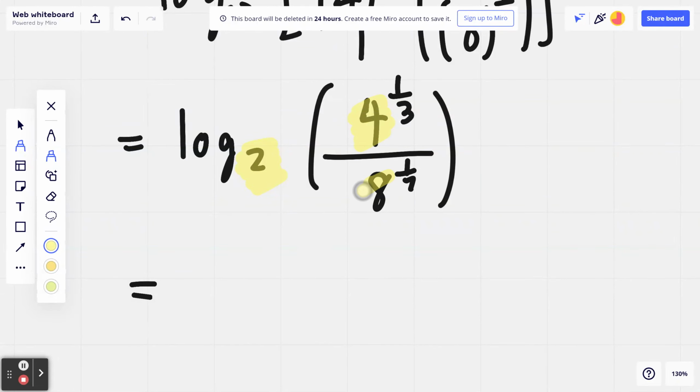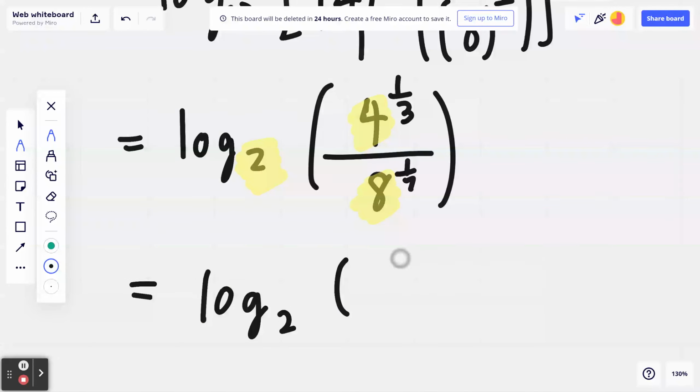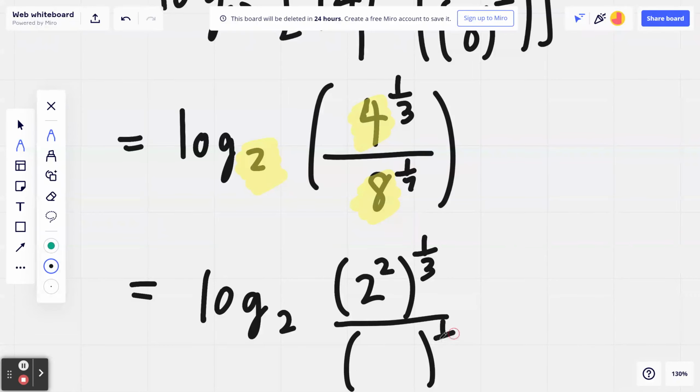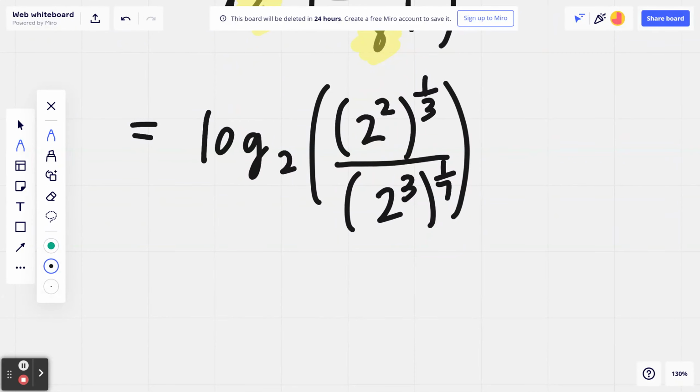Step number 3, think about the base. Think about these two numbers, express them with the same base. So for example, in this case, you're looking at base 2. Think about 4 in terms of 2 to the power of 2. Copy the 1 over 3. Likewise, when you think about the denominator, think about 8 as 2 times 2 times 2, which is 2 to the power of 3. So in this step, again, we write it with the same base.